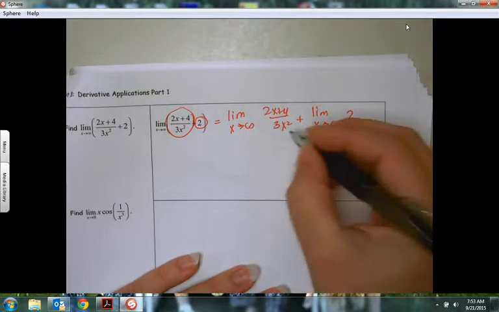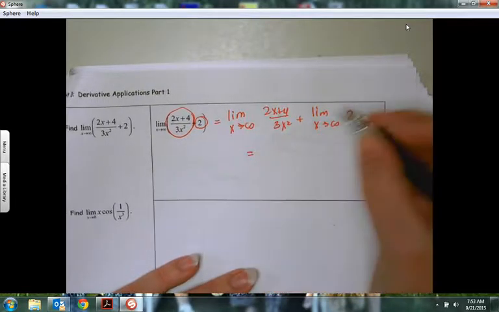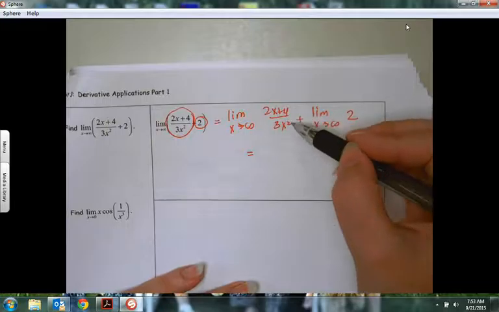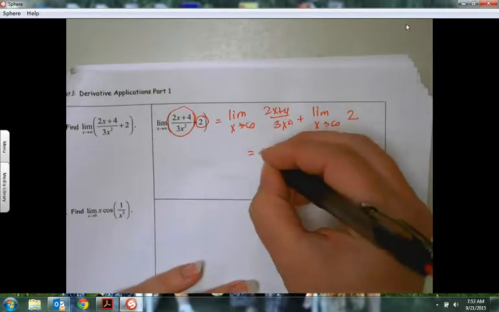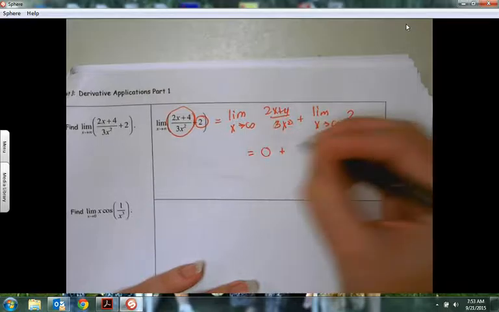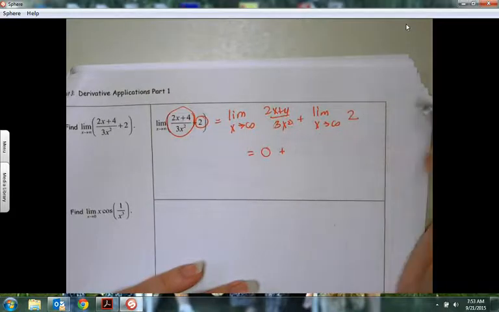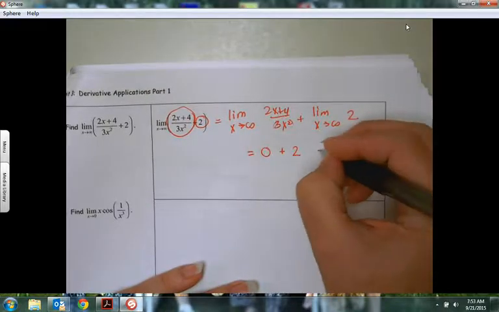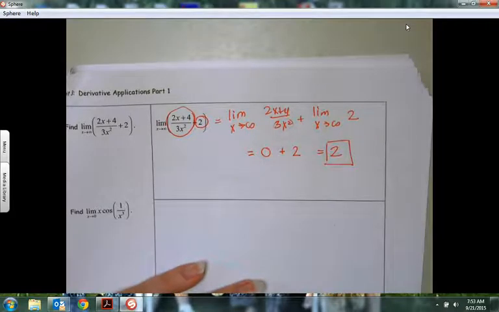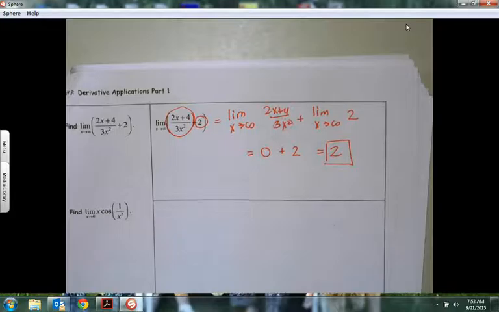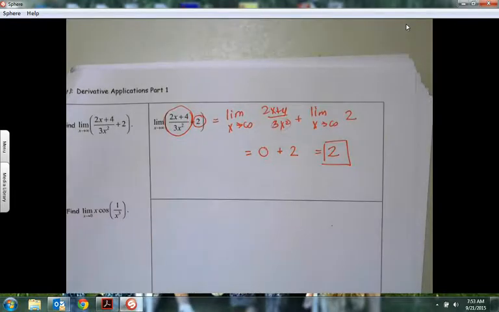So let's look at this first part. This would be bigger on the bottom as I go to infinity, so it is 0, plus the limit as I go to infinity of a constant is just a constant, so my answer is 2. Let's see, we got 3 more.